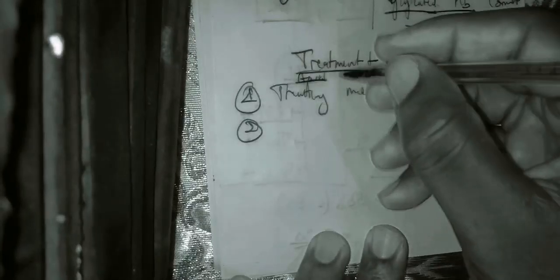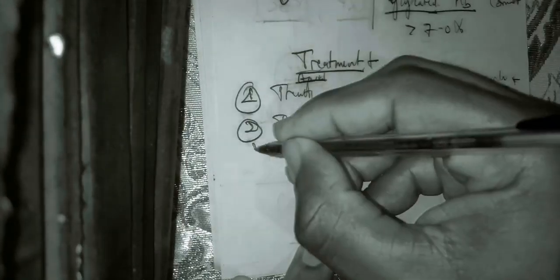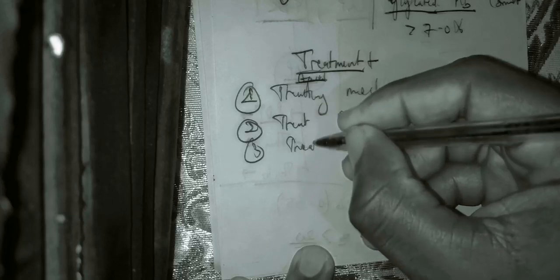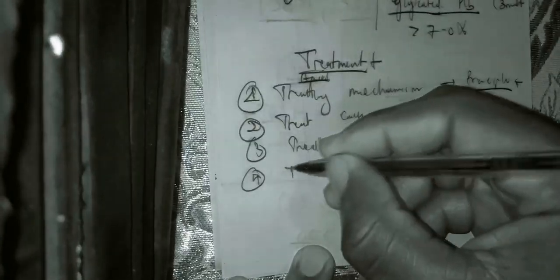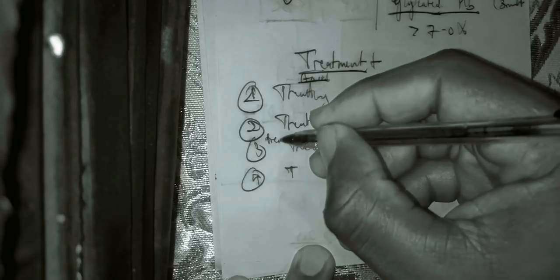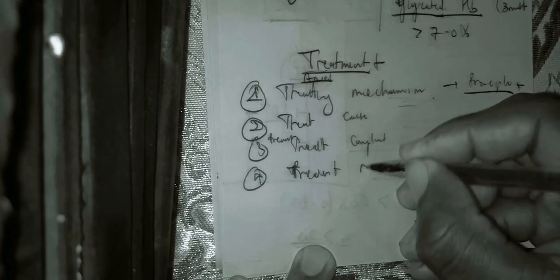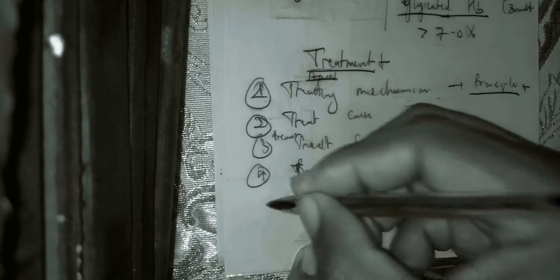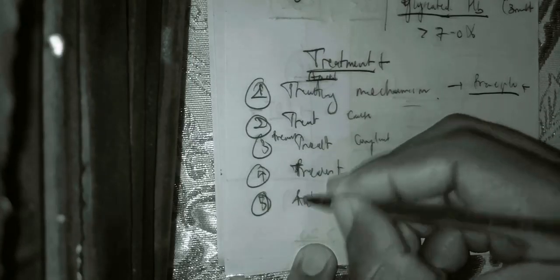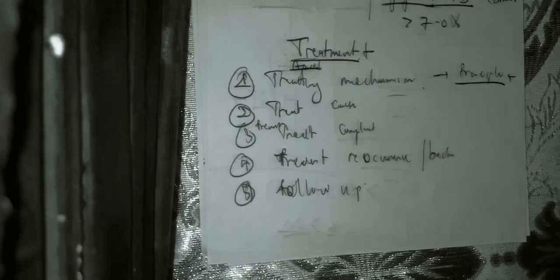The second goal of treatment is going to be treating the cause. The third goal is to treat the complication. The fourth goal is to prevent recurrence by treating the background. And the fifth goal is follow-up. So those are the different elements, the goals that you have to put up for the treatment of all diseases.